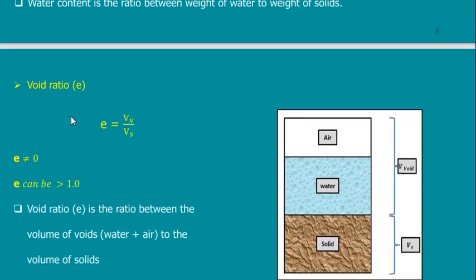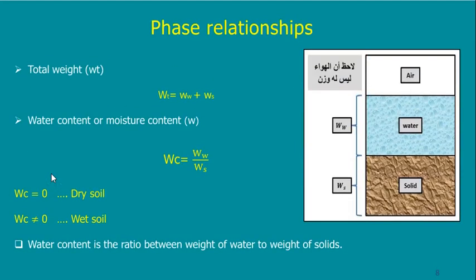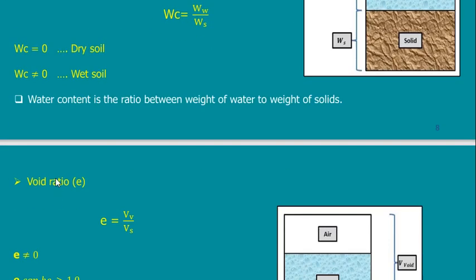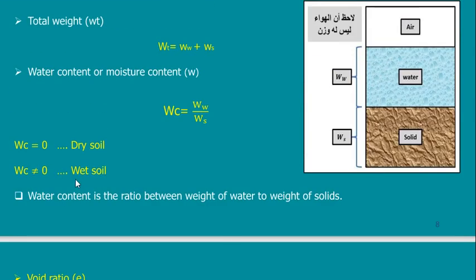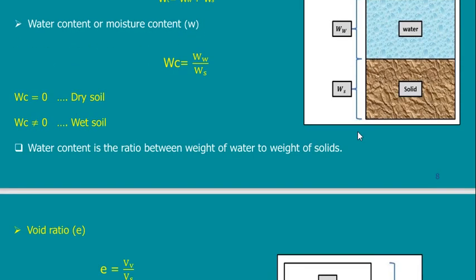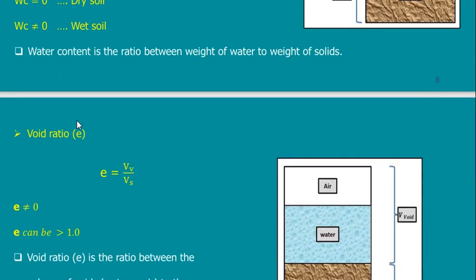These are a few relations that were deduced based on this three-phase diagram. Something called void ratio. What is the definition of void ratio? You can check it. Of course, we're not going to waste time in this. This is the total weight of the soil, the total weight of dry soil, the water content of wet soil, and so on.